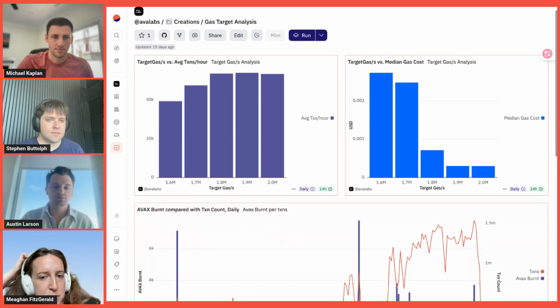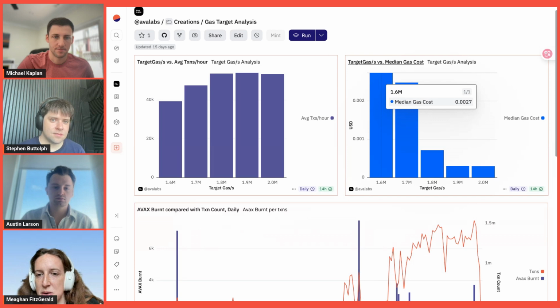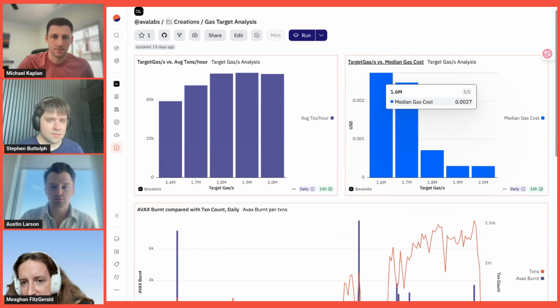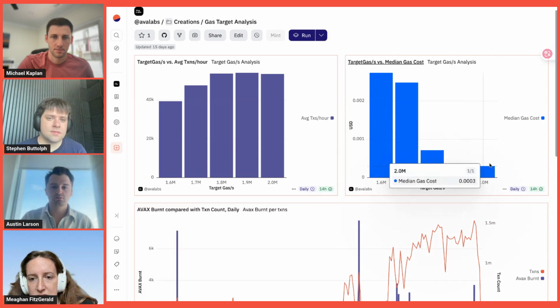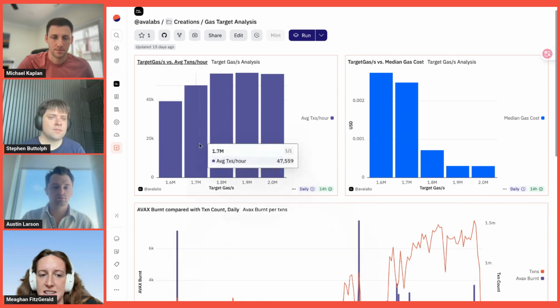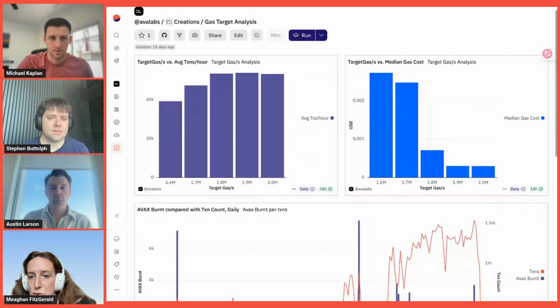It went like, this is in USD, not in a box necessarily. So it went from, obviously all of these numbers are very low, like this is less than a cent here, but it went from 27 thousandths of a dollar to 3 thousandths of a dollar. So that's a pretty substantial decrease. And the average transactions per hour has consistently been higher than it has been when the gas per second target was set lower. So that's really cool to see just after a few weeks of testing.